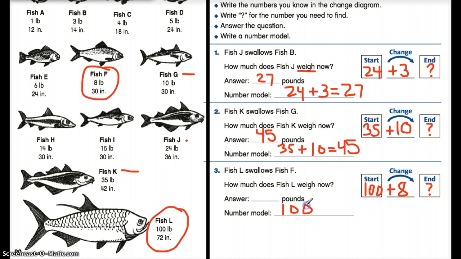100. Sure wish I had just a regular marker here. It's not easy to do on this computer. 100 plus 8. That one shouldn't be too tough, right? It's just 8 steps beyond 100. That would make it 108. So fish L is going to become a 108-pound fish after he swallows fish F.